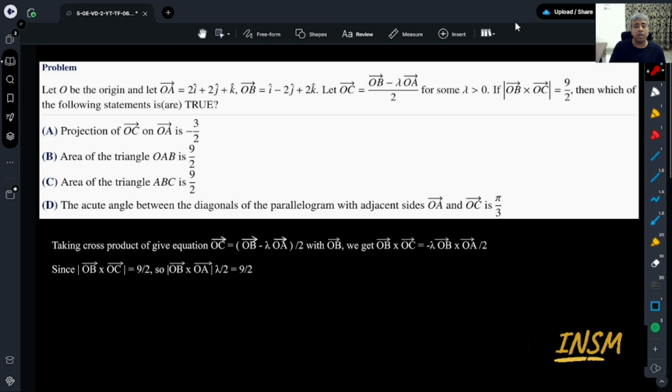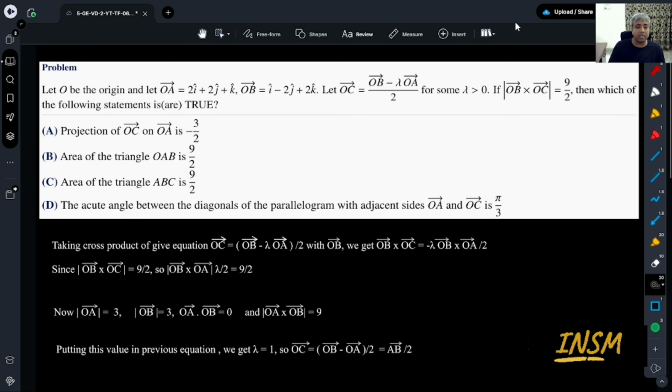Okay, now we can find certain things such as we can find the mod of OA, mod of OB, OA dot OB. So we'll just try and find them so the picture becomes a little clear to us what the given vectors are. Now you can see that mod OA is the root of 2 square plus 2 square plus 1, which is root 9, which is coming as 3. So mod OA comes out as 3. Similarly, mod OB is the root of 1 square plus 2 square plus 2 square, which is root 9, it's again 3.